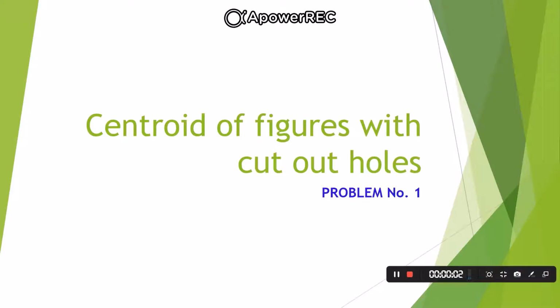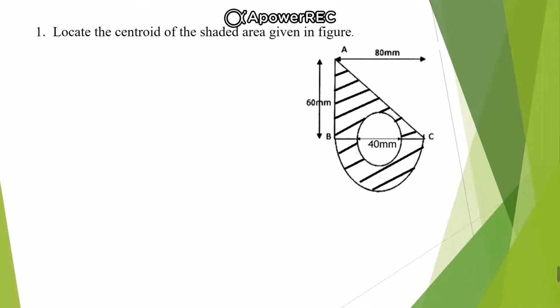This video will help you to understand how to locate the centroid of figures with cutout holes. The figure shows a composite section which consists of a triangle, a semicircle and a circular section.